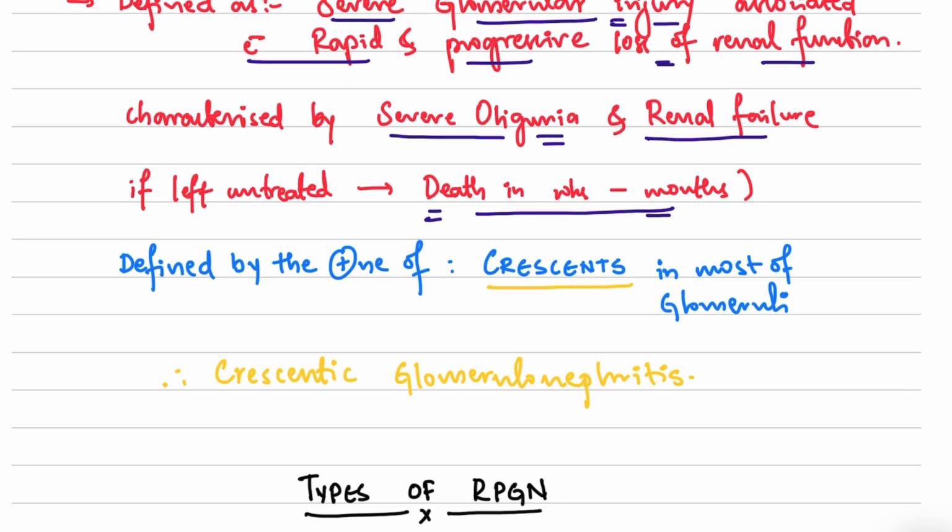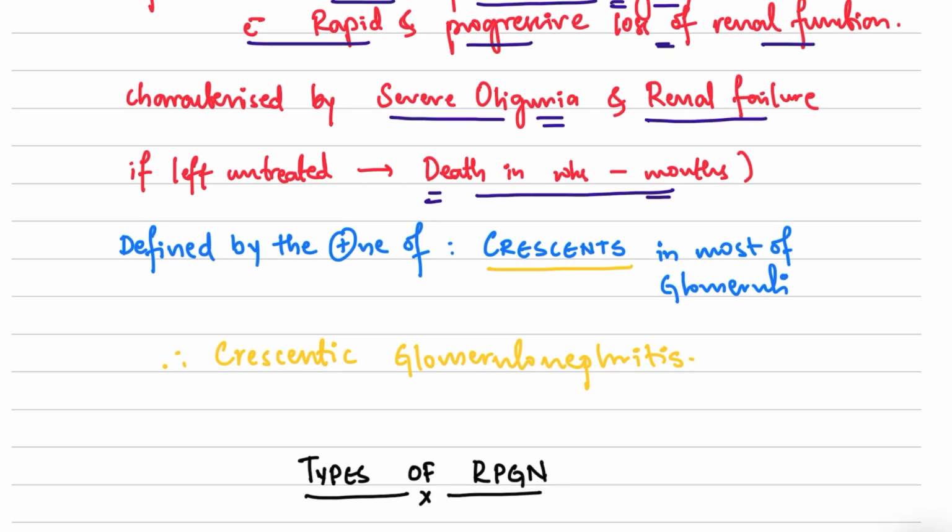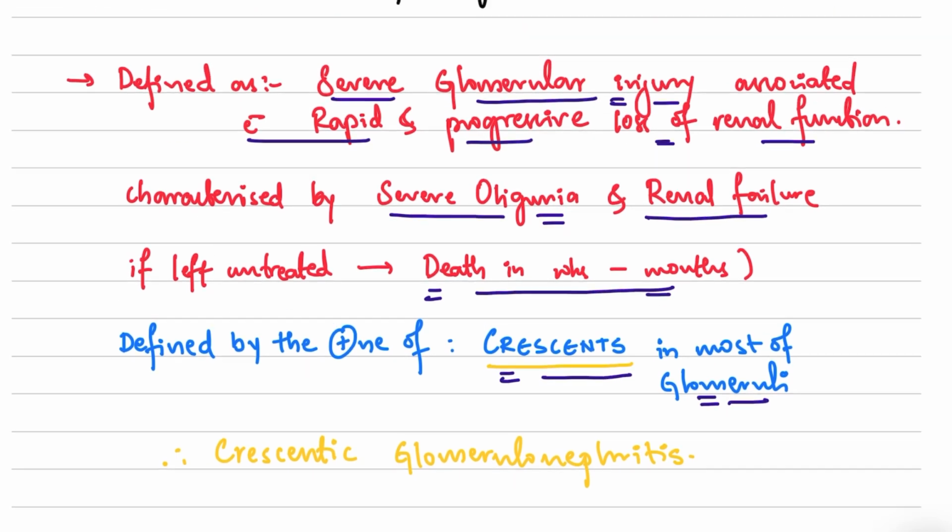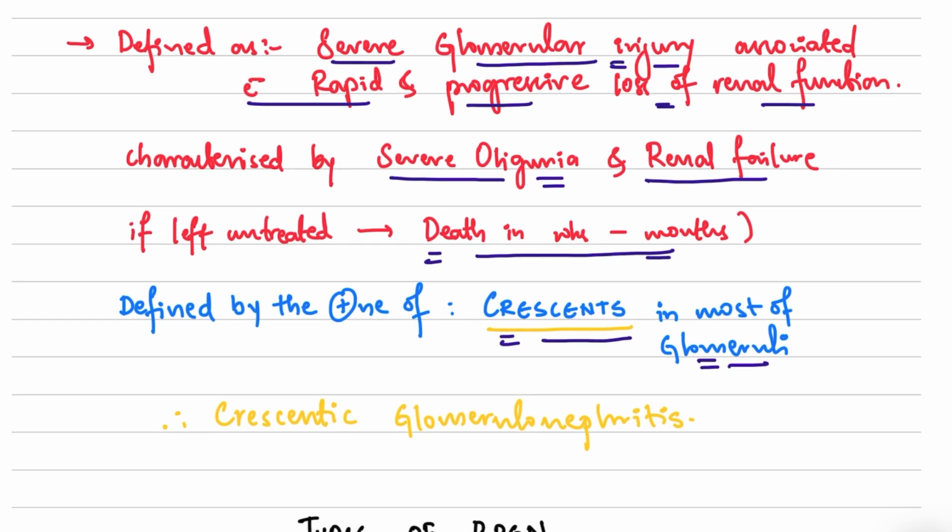In the glomeruli, we usually see the formation of crescents. We are going to see in detail how the crescents are formed. The classic representation of RPGN is crescent formation in most of the glomeruli. That's why RPGN is also called crescentic glomerulonephritis.